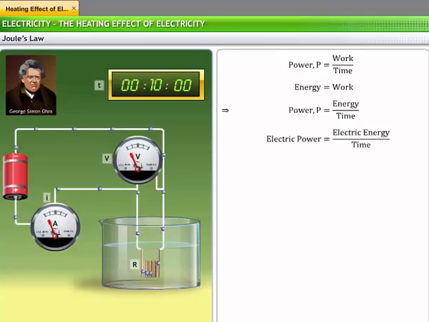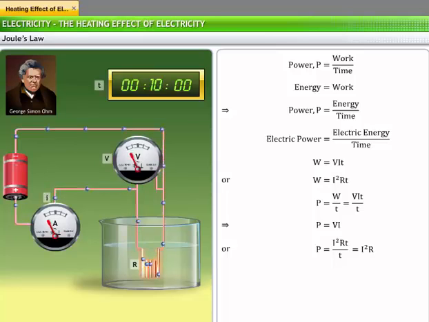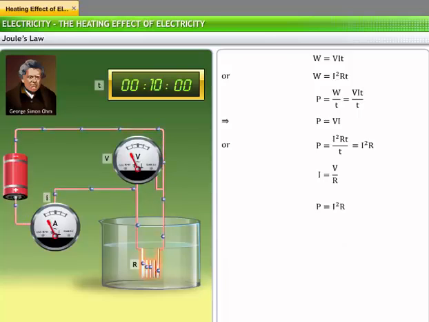We have seen earlier that electrical energy is expressed as W is equal to VIT, or W is equal to I square RT. Hence, electric power can be expressed as P is equal to VIT by T. This implies P is equal to VI, or P is equal to I square RT by T. This implies P is equal to I square R. Substituting V by R for I in the expression P is equal to I square R, and simplifying, we get electric power equals V square by R.